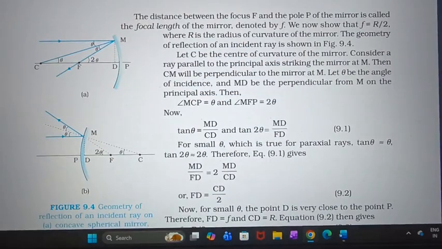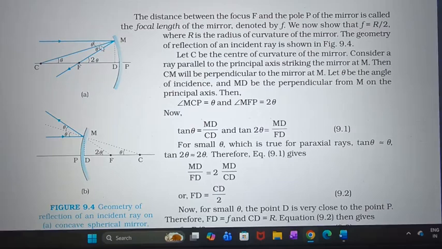So how are we drawing? We have taken a concave mirror and are plotting it, suppose this is the geometric center, you have named it P, pole, then center of curvature and principal focus. Now you have drawn a perpendicular over here, saying D, and name this M. Incident ray is coming, and if it is parallel, it should pass through focus. Now from this center of curvature, I'm just drawing the normal.